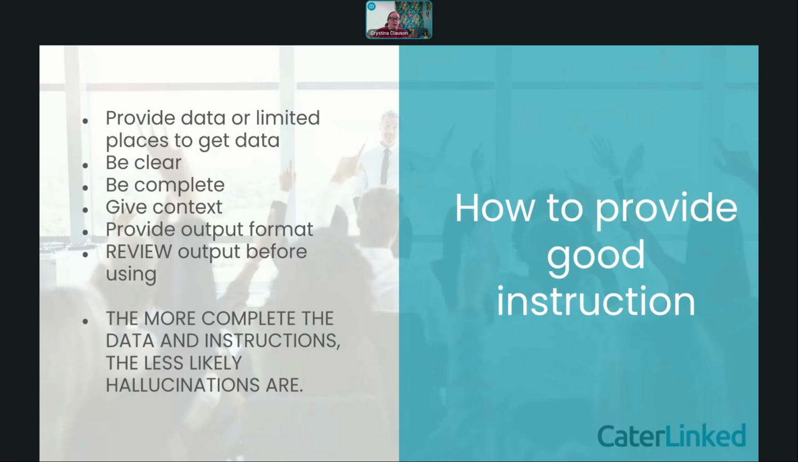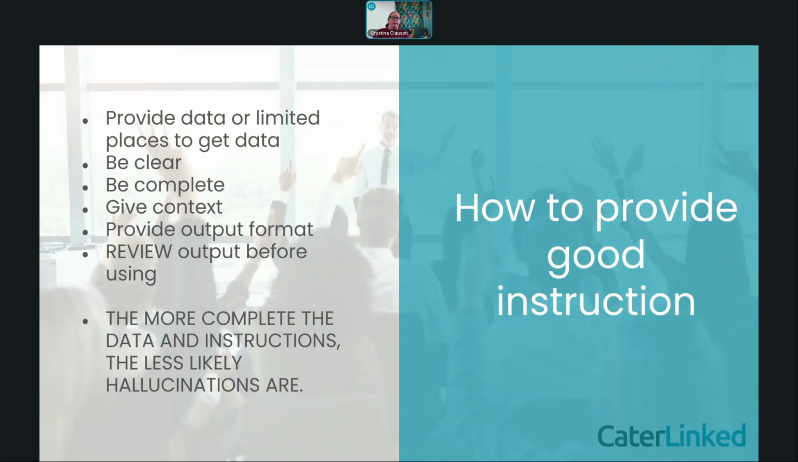How to provide good instruction. Provide data or limited places to get data. Be clear, be complete, give context. Why are you asking to do this? So if you say, here's our food cost, here's our recipes, here's our menu, here's what we're looking at for labor costs, here's what we're looking at for other costs. I want you to provide pricing for our menu while giving our team a 5% increase in pay.